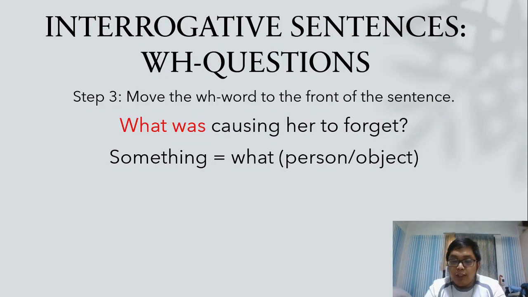And so, to follow now step number 3, move the WH word to the front of the sentence. So, instead of using something, you replace it with what, moving it into the front of the sentence, and there you have it. As we read it, it is what was causing her to forget. Again, we followed the notion that something there replaces your word, or the word what there replaces your word something. Okay? So I hope that gives light for all of us.